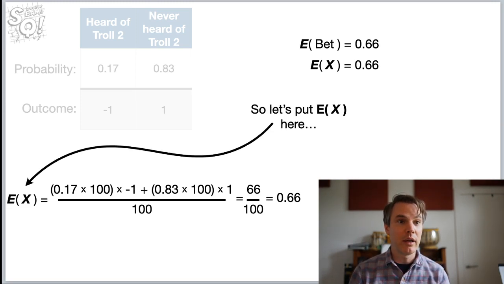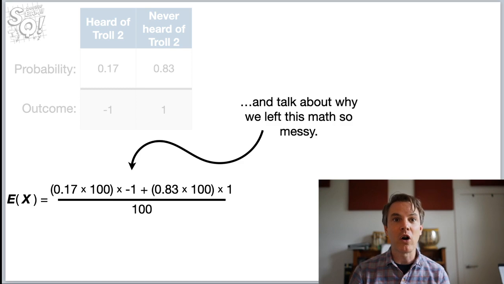Okay, so we're going to put E of x, or the expected value of x, over here. And we're going to talk about why we left this math so messy. Because you remember, we could have done the math halfway through, but I said, let's just not do it quite yet. And we left it messy, and now we're going to talk about why we did that.